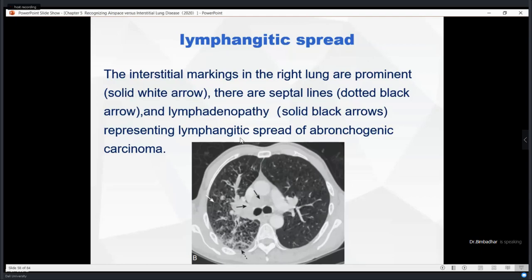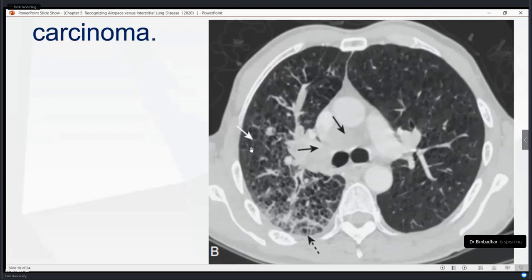This is present in the right lung, the apex of the right lung. This is the posterior apical segment. The solid white arrows are the interstitial markings. You see here there is a reticular pattern, and this is the thickening of the surrounding septa, and there is a bronchus in between. And you see here a small lymphadenopathy.